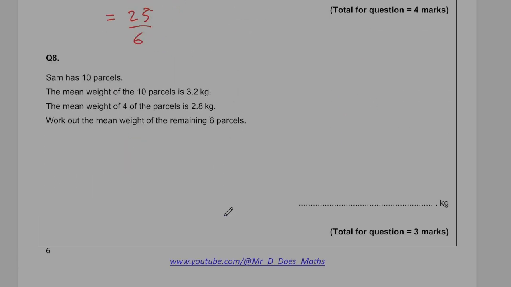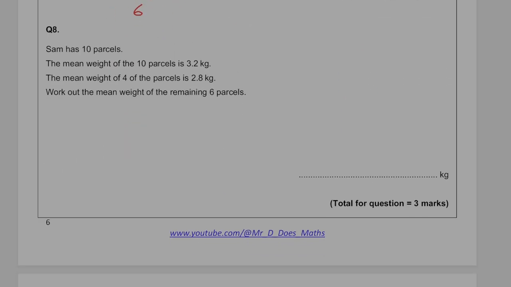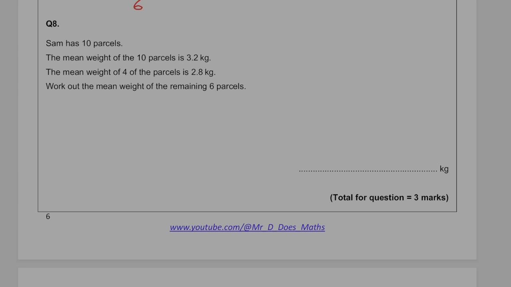Question 6. Sam has 10 parcels. The mean weight of the 10 parcels is 3.2 kilograms. The mean weight of 4 of the parcels is 2.8. Work out the mean weight of the remaining 6 parcels. Okay, so for this, first of all, if they have a mean weight of 3.2, I'm going to do 10 times by 3.2, which would be 32.